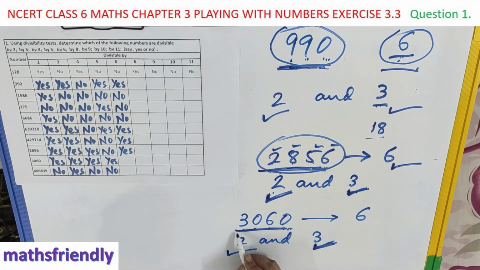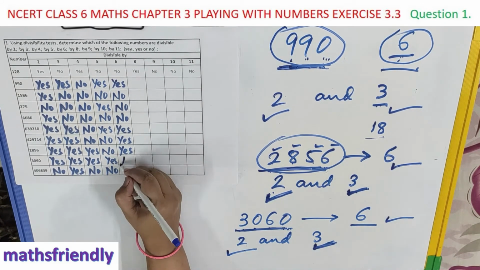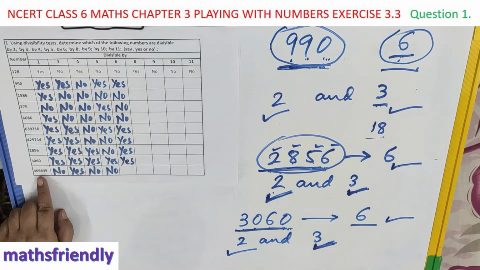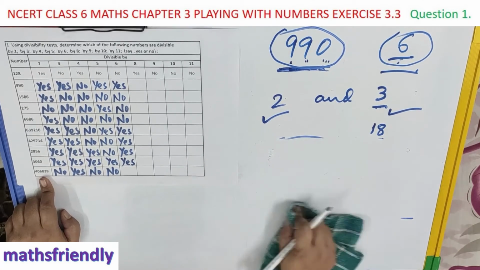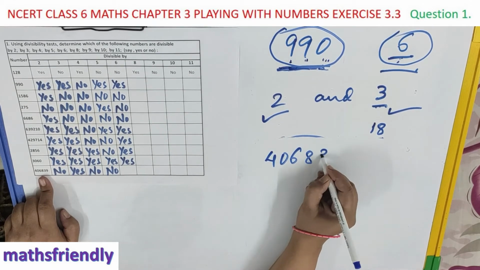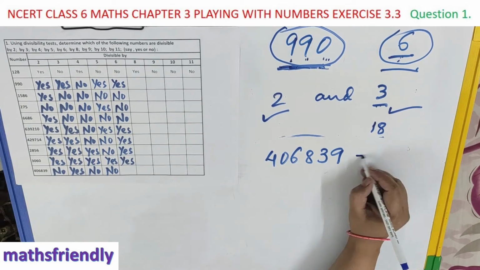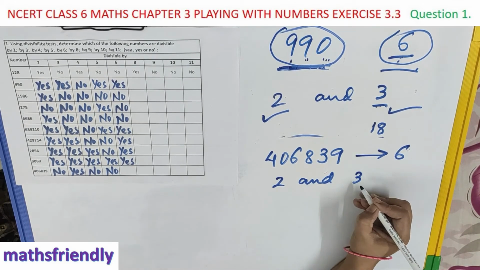So what we conclude? We conclude that yes, this number is divisible by 2 and 3. Means this number is also divisible by 6. So what we will write? Yes, this number is divisible by 6. Now what is our next question? The next number is a large number. See, 406839. Its divisibility by 6 we have to check. For that we have to check whether this number is divisible by both 2 and 3.